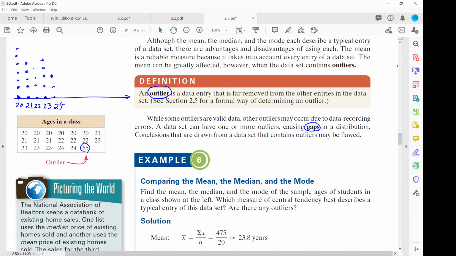So if you continue this line, your outlier is 65, which is here. 1 point for the outlier here. So the majority of the data are on the left-hand side, and your outlier is on the right-hand side.